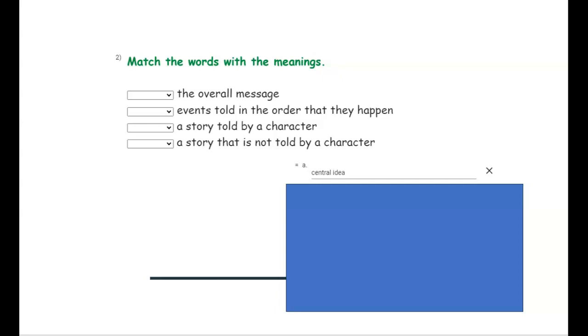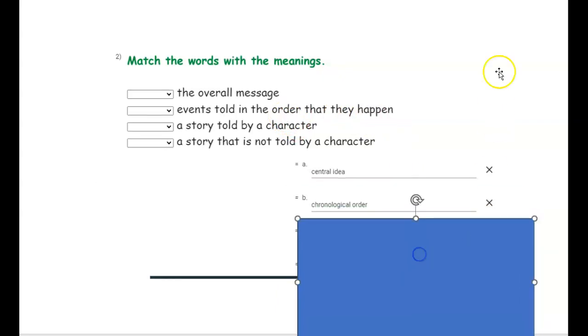The next one, events told in order that they happen. So think about back from Unit 3, what term talked about events told in the order that they happen? That is going to be chronological order. And use this word order here. Again, right here, this is the word order as well to help you remember that chronological order means events in order that they happen. What happened first, second, third, fourth, last, things like that.